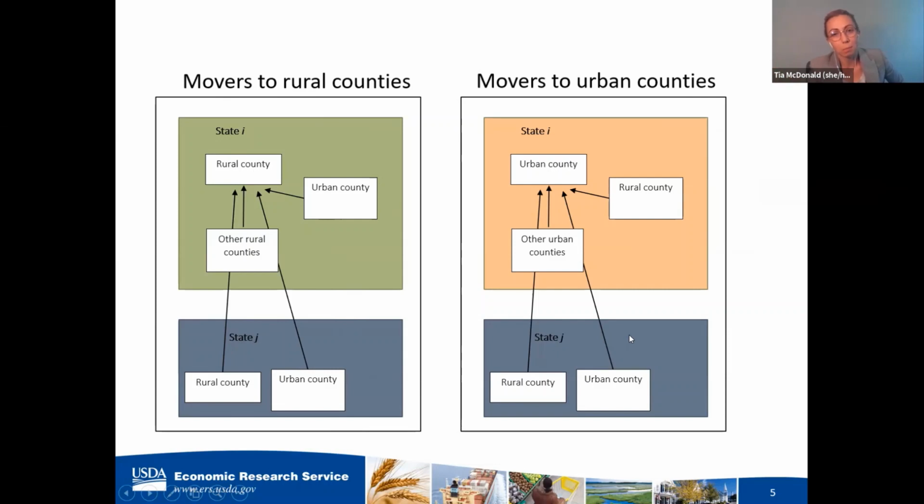And then we do the same thing on the urban side. So I'm going to add up all the movers to urban counties in a state, and distinguish between whether they come from within the state or out of the state, and whether they come from a rural or urban county.